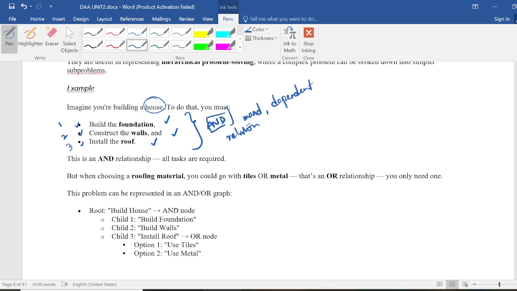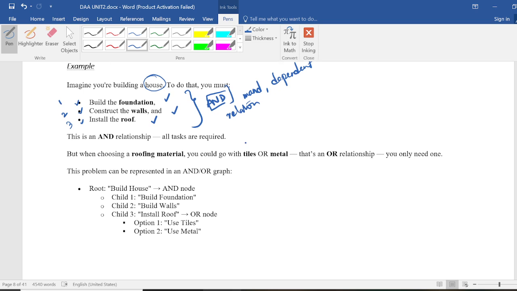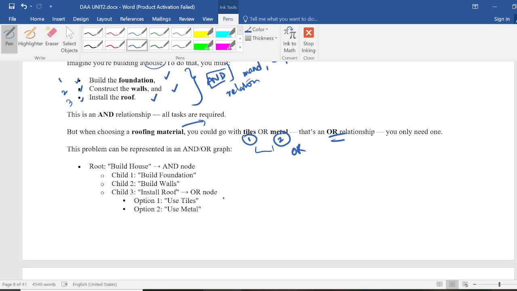But when it comes to choosing a roofing material, we might have two options: tiles or normal metal. This would become an or relation. You need only one. So which one is better? We need to take the decision. So here all these are in an and relationship, while the choice of roofing material comes under an or relation.